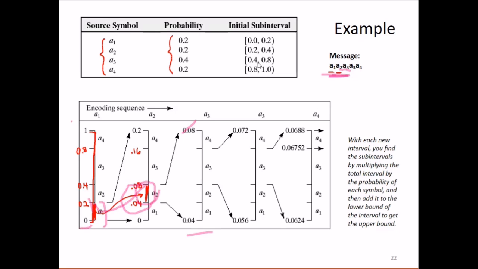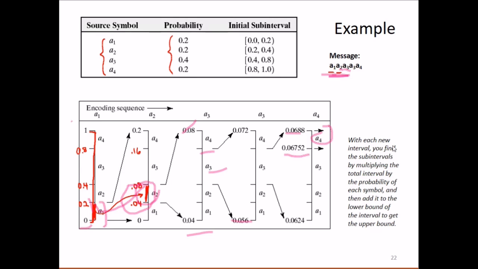Now coming to A3. A3 is 0.4 to 0.8. So we have to again divide this A3 with these values, means to scale with these values. Then again A3 is coming. We have to again divide it. And coming to A4, this is 0.06. So 0.0688 to 0.06752. So this is the A4 value, last one.